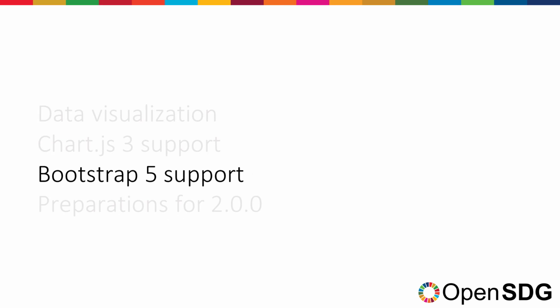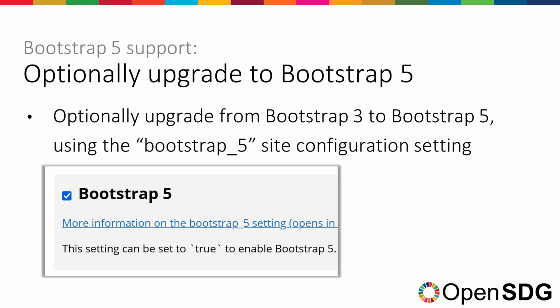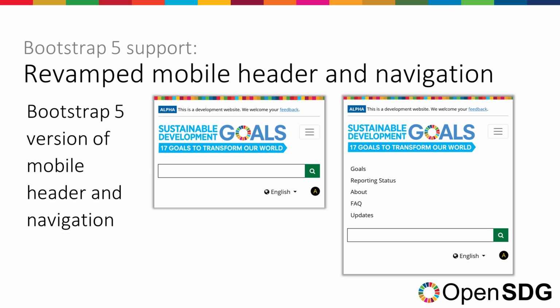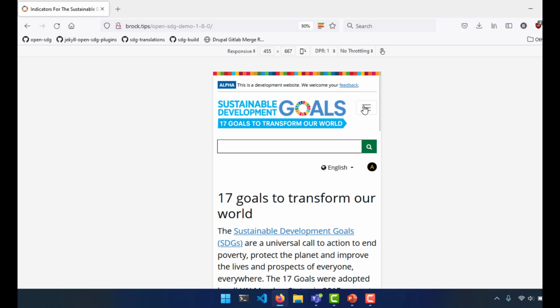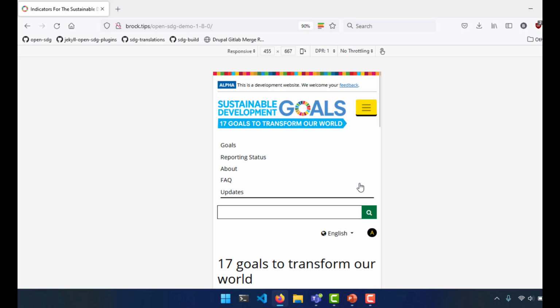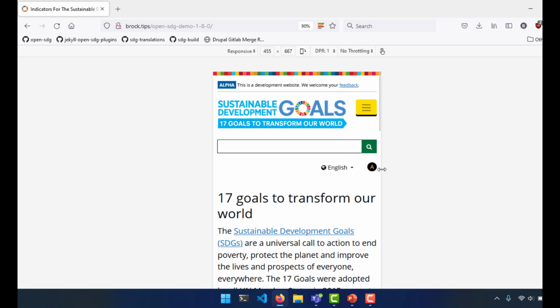Now let's move on to the Bootstrap 5 support. Bootstrap is the front-end framework used in the platform. OpenSDG has always used Bootstrap 3, but now you can optionally upgrade to Bootstrap 5 using a new configuration setting. When upgrading to Bootstrap 5, you'll notice a revamped mobile header and navigation. Here you can see the new header and navigation at various screen sizes.